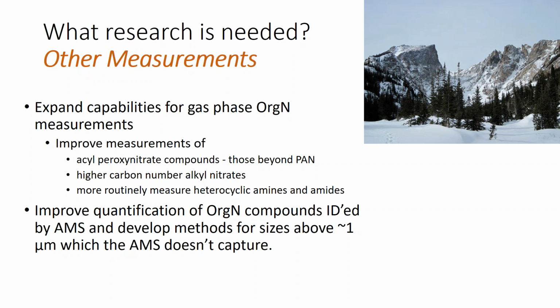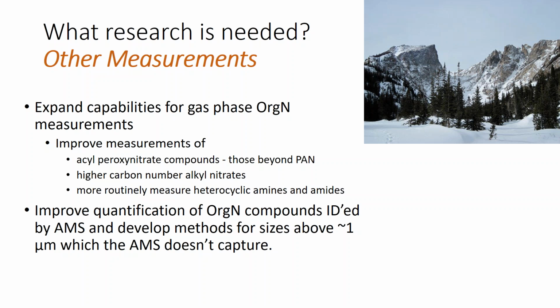So we need to improve measurements of more of those PAN-type compounds, as well as higher carbon number acyl nitrates. This could help close that NOy budget that I mentioned earlier. And we need more routine measurements of some of the amine compounds, specifically the heterocyclic ones, as well as amides.